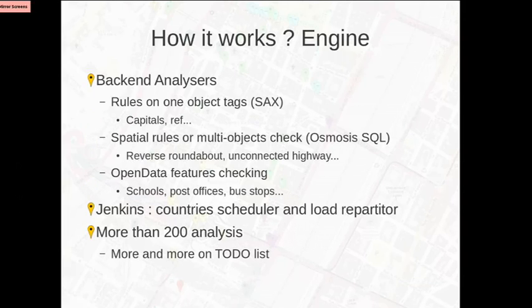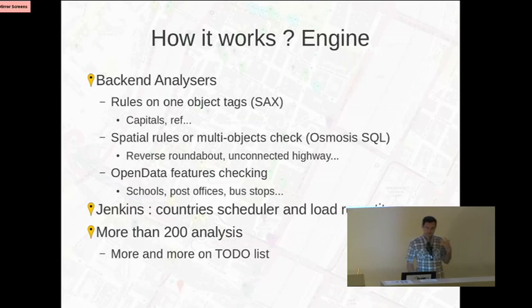How does it work? It works with backend analyzers. There is a front end that displays the errors, and there are many servers that work on errors. There are many kinds of analyzers. The first kind checks only one object at a time. Just pick an object and check for a capital in the name, for example, or check the reference, comparing with open data, or check that there is no reference in the name, for example for a road, and so on.